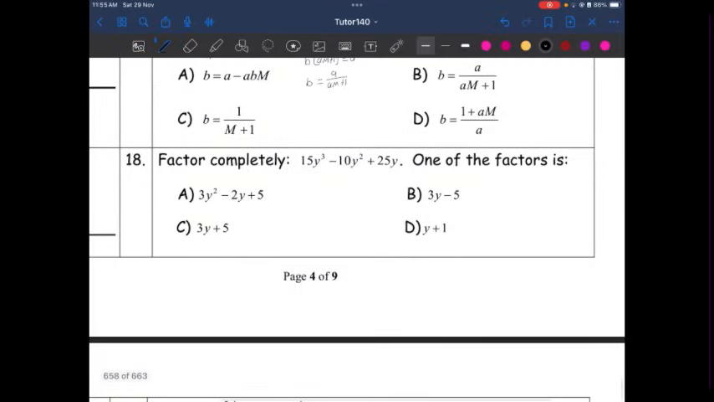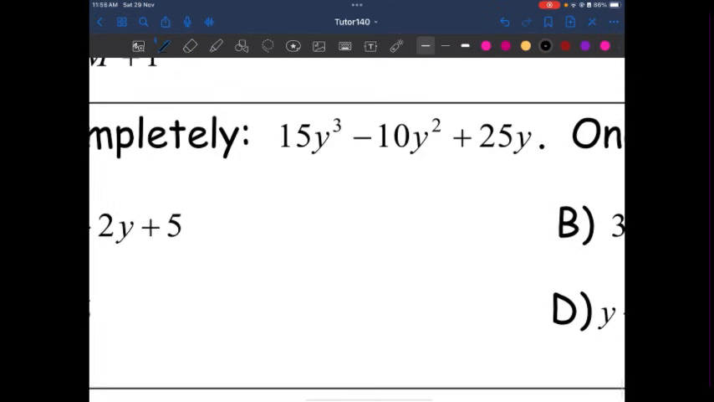Okay, so factor completely. I see a factor that's common in all terms, 5 and y. So when I factor out 5y, I'm left with 3y squared minus 2y plus 5. It's a quadratic expression, so I want to find factors of a times c, so factors of 15 that add up to 2. Negative 2, exactly. So 15 and 1. And then we have 5 and 3.